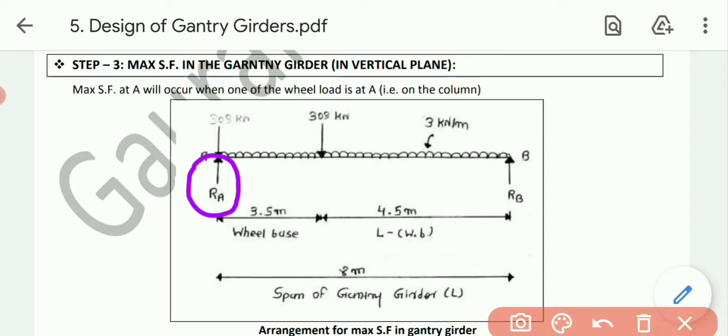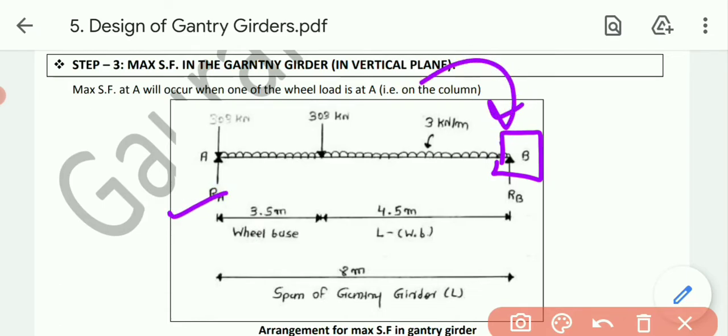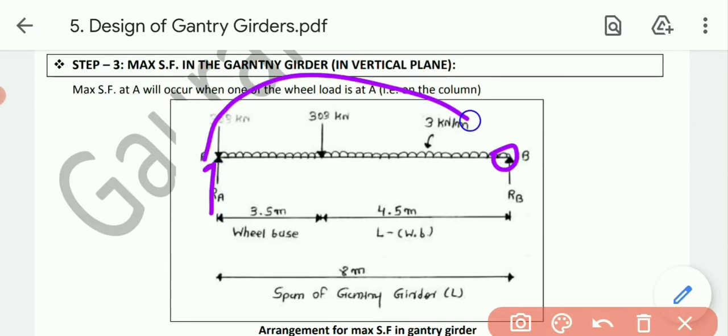So instead of taking moment at A, I am taking moment at B over here. You can take moment at A and calculate RB, then you can calculate RA from the total load minus RB, like the normal method. But right now I know that the maximum reaction will be RA, so I am taking moment at B.